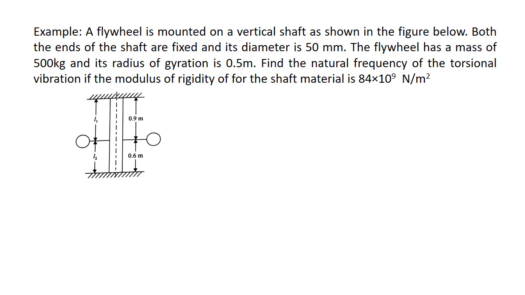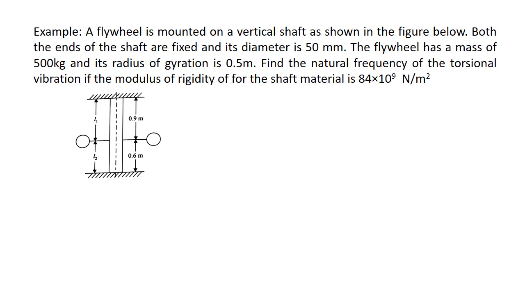Now we will do a problem related to torsional vibration of a single rotor system. A flywheel is mounted on a vertical shaft as shown in the figure below. Both ends of the shaft are fixed and its diameter is 50 mm. The flywheel has a mass of 50 kg and its radius of gyration is 0.5 meter. Find the natural frequency of torsional vibration if the modulus of rigidity of the shaft material is 84 into 10 raised to 9 Newton per meter square.